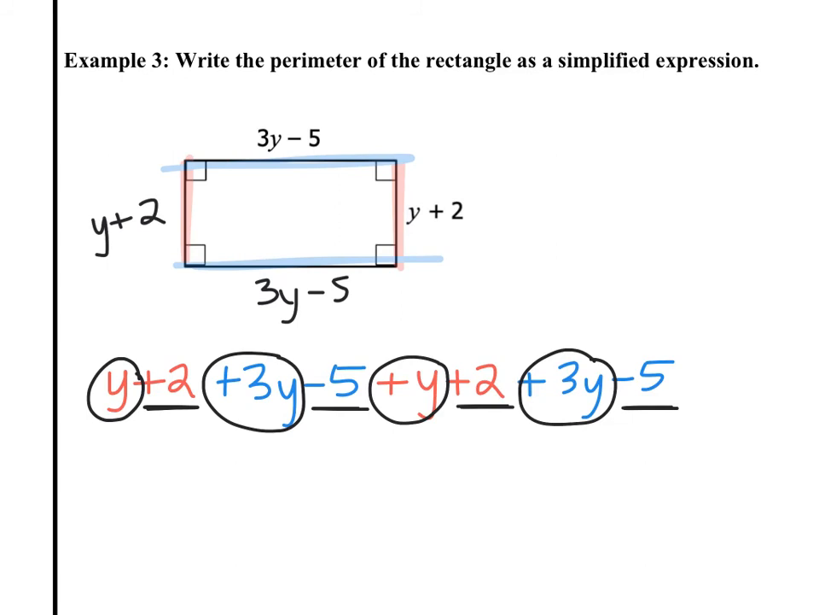How many y's we got? Well, this is 1y, so is that 1y plus 1y, 2y plus 3y plus 3y. So that would be 8y. And then our constants, 2 minus 5 is negative 3. Plus 2 is negative 1, minus 5 is negative 6. So our perimeter is this expression, 8y minus 6.